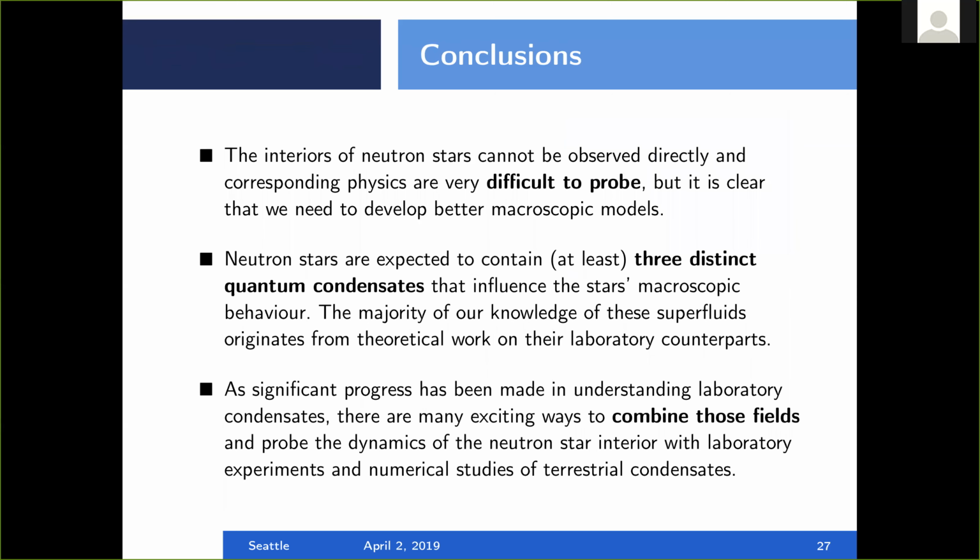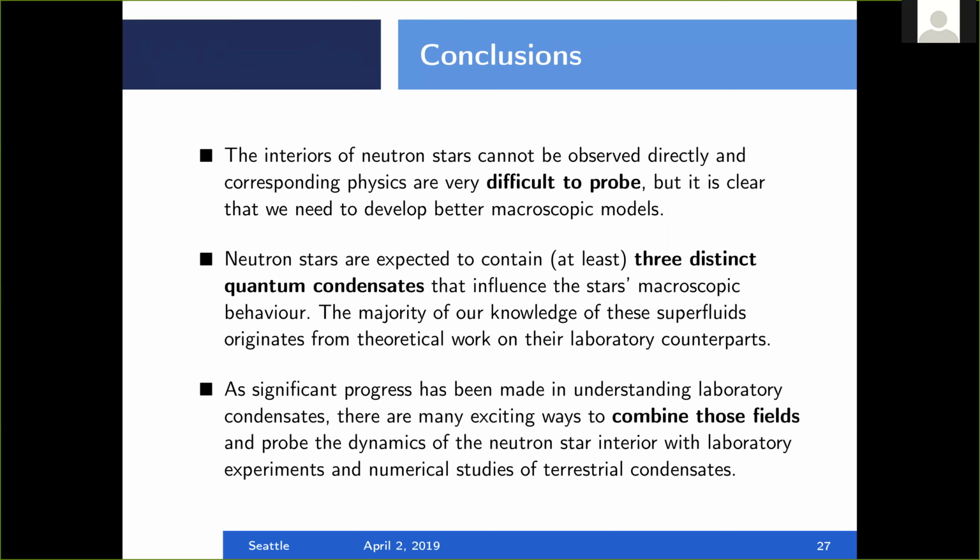Okay. Well, that was the longest I've ever gone over. Okay, just a quick conclusion. It's really difficult to probe the physics in a neutron star, specifically in the interior, using observations, but we need these better macroscopic models. We do think there's at least these three condensates, not even going into the core, where you could have color flavor locked superconductors maybe, or other superconducting phases. And the majority of what we know today is motivated by these laboratory systems, okay?